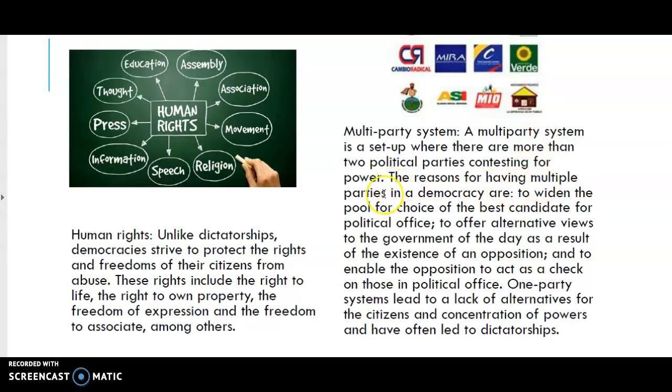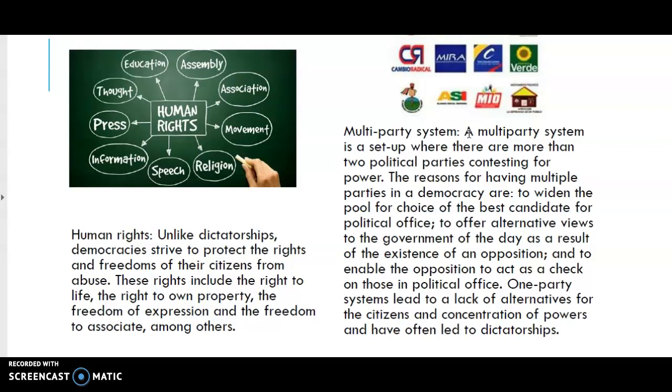Okay? The reasons for having multiple parties in a democracy are to widen the pool of choice for the best candidate for political office. If we have many options of political parties, we have many options of who are the best candidates to represent us. To offer alternative views to the government of the day as a result of the existence of an opposition. So it's very healthy to have different points of view, because that way the government doesn't just take whatever decisions the government thinks are better, but we also have, for example, in the Senate and in the Chamber of Representatives, different political parties that will tell the government, no, maybe this is not the best decision that you can make because it's going to affect this sector of society or that sector of society.